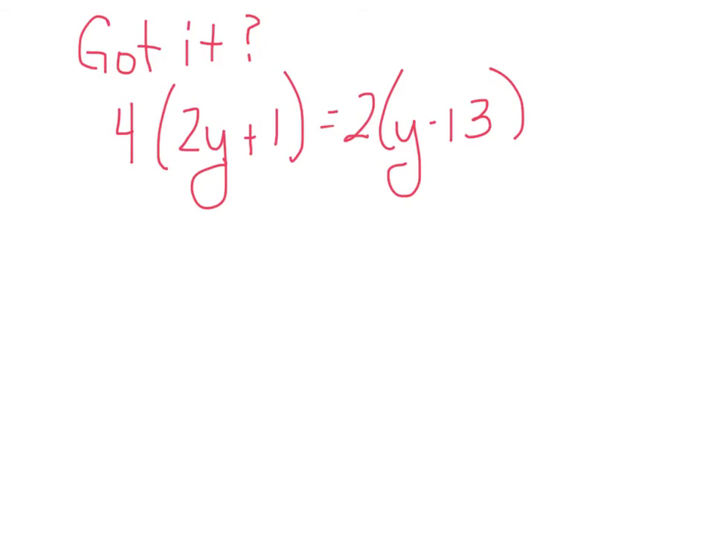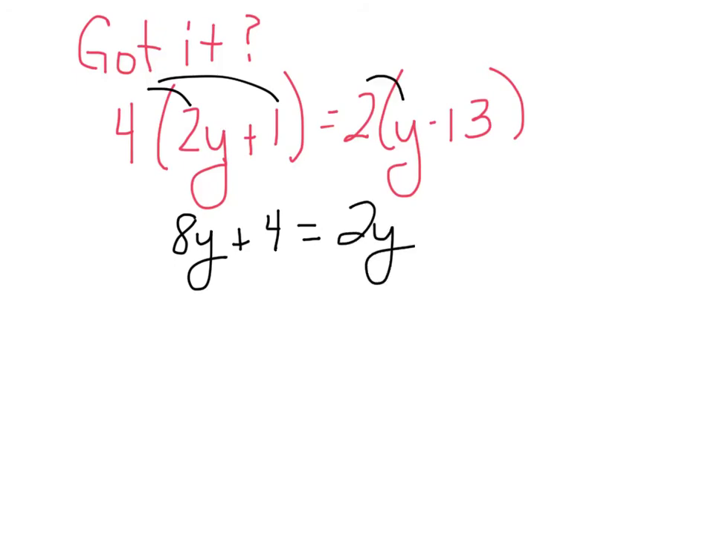Now I want you to look at the got it problem on the middle of page 23, underneath problem 3. So look at the got it problem. So now it's the same type of problem, but you have to distribute first. So let's distribute the 4. So we get 4 times 2y plus 1, which is going to be 4 times 2y is 8y. 4 times 1 is 4, equals 2 times y, which is 2y. 2 times minus 13, which is minus 26.